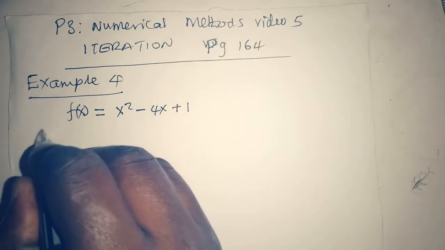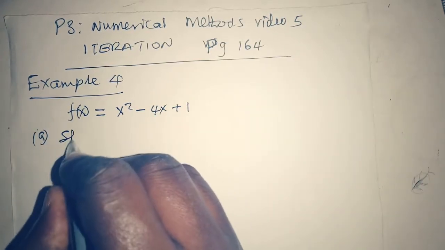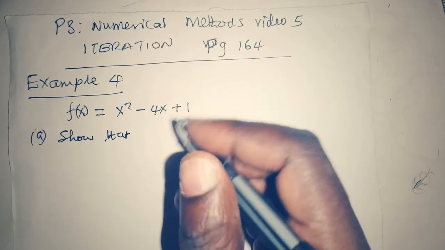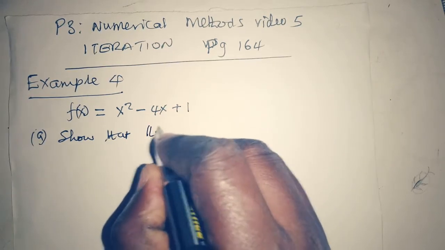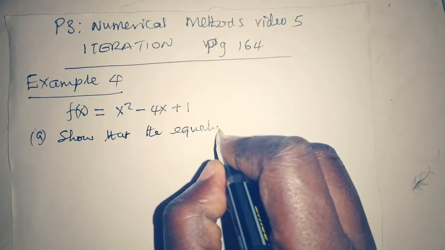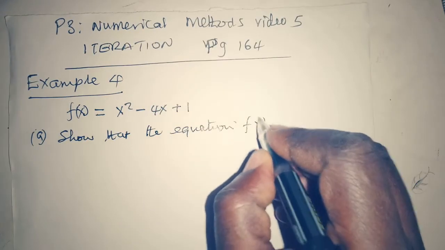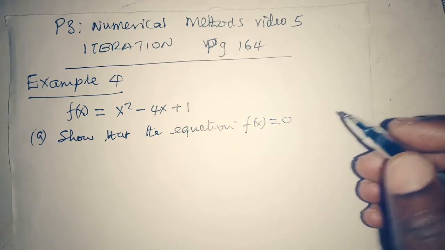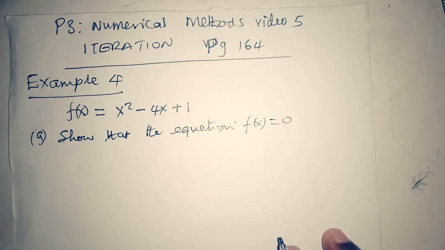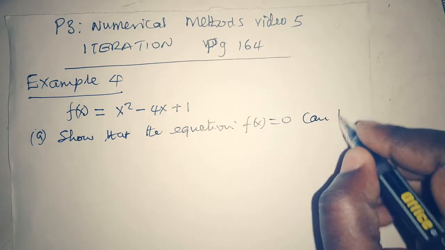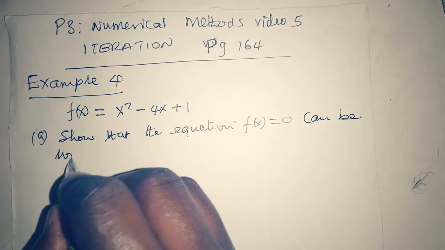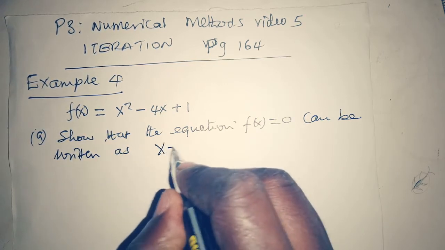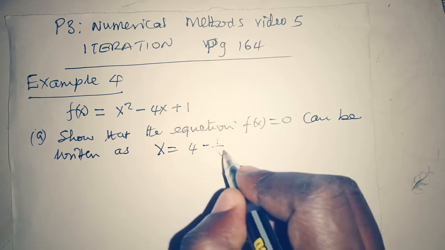Part A of the question is asking us to show that the equation f(x) = 0 can be written as x = 4 minus 1 over x.